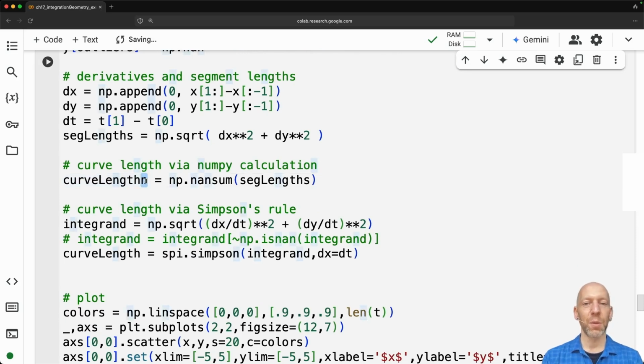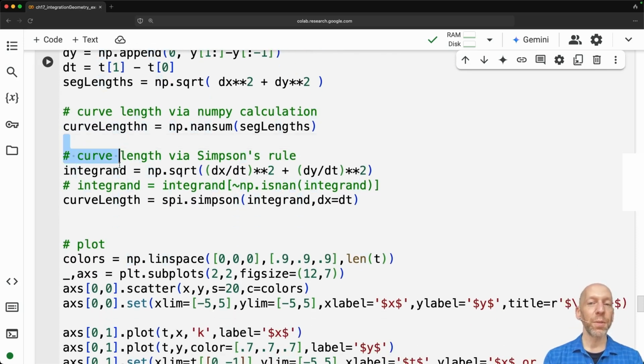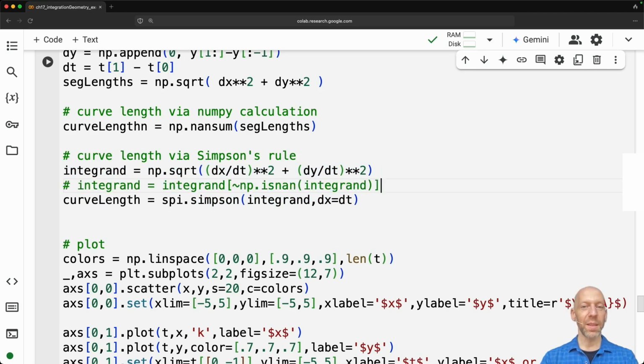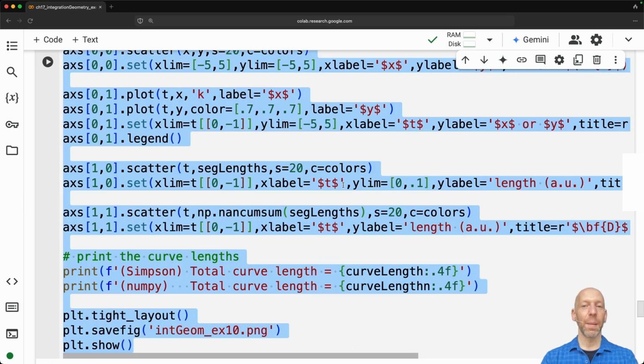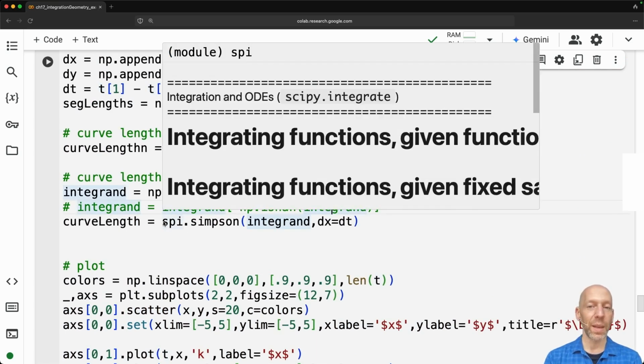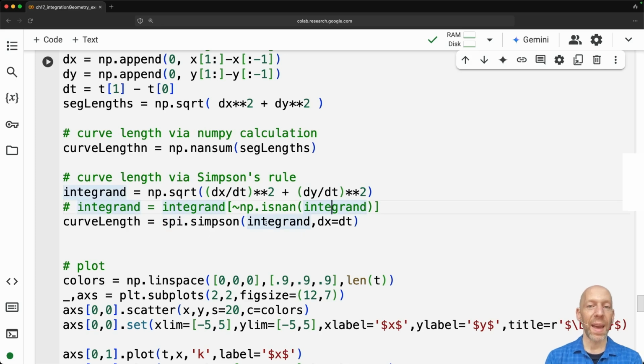The N here is for NumPy. Here is the curve length via Simpson's rule. And this code is exactly the same. And these two lines, so ignore this line of code for a moment, these two lines here are literally copy pasted from a couple of exercises ago. Okay, this is a new line of code that I've added, but it's commented for a moment because I want to show you what happens with spi.simpson when we have NaN values in the integrand.